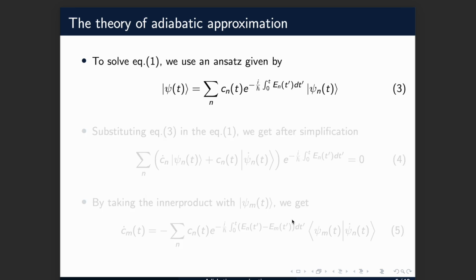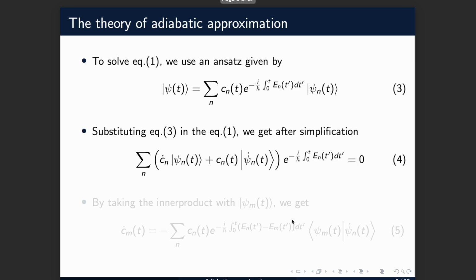To solve equation 1, the Schrodinger wave equation, we use an ansatz given by equation 3. We know that a general state is always a linear combination of the eigenstates of the Hamiltonian. We are attaching a phase factor to it to ease our calculations. So we use this ansatz and substitute it in the Schrodinger wave equation. After simplification, we get equation 4.